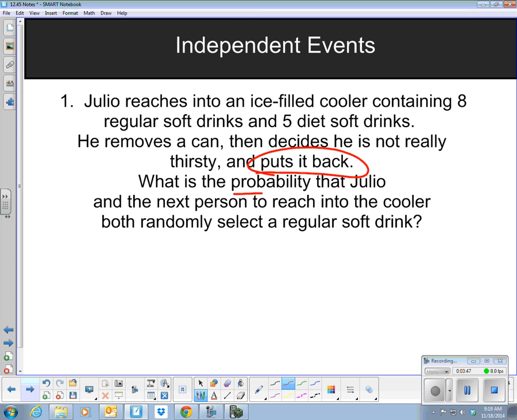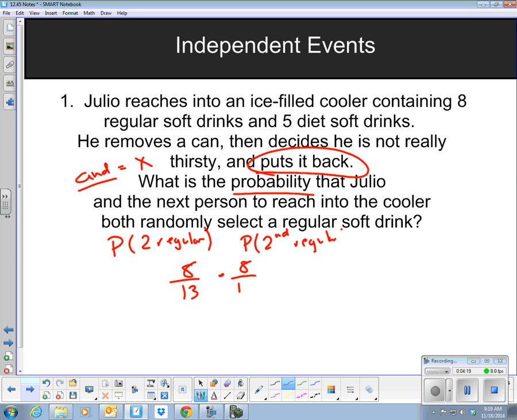So what's the probability that he gets a regular soft drink and the next person gets a regular soft drink? So you want the probability of 2 regulars. So 1 and 1. So and comes into play here. So that means multiplication. So the probability that Julio selects a regular soft drink is going to be 8 out of 13. But the probability that the second one also gets a regular, because he put it back, is also going to be 8 out of 13.